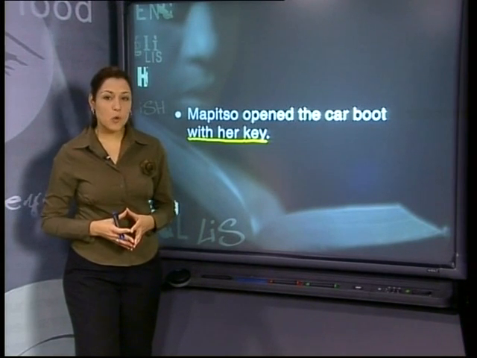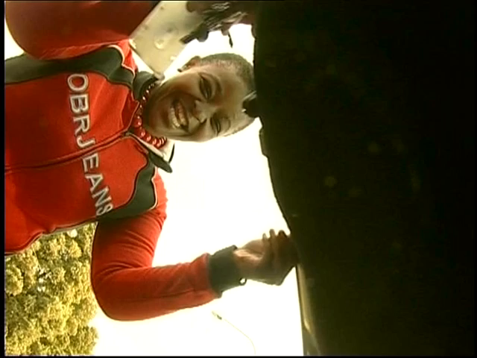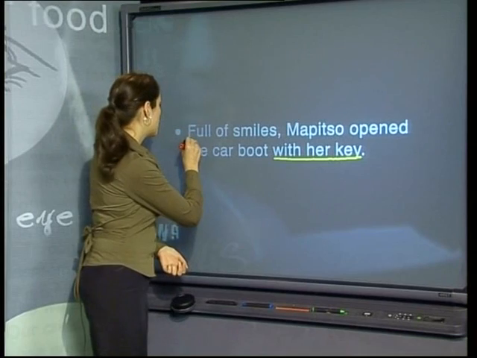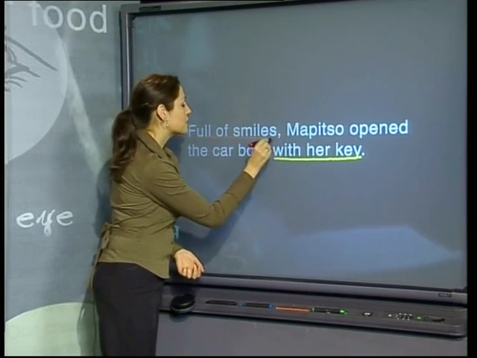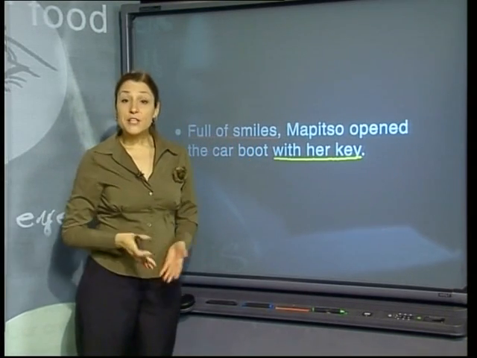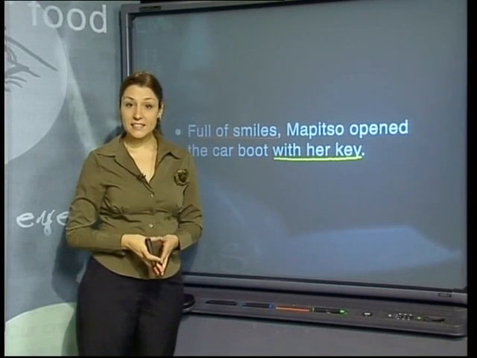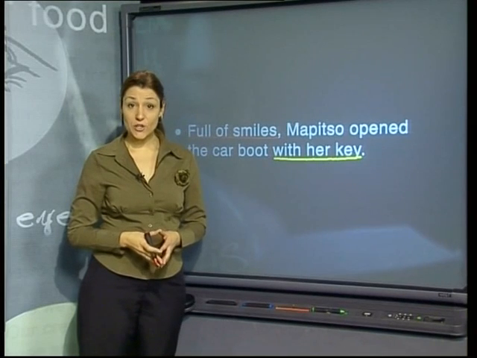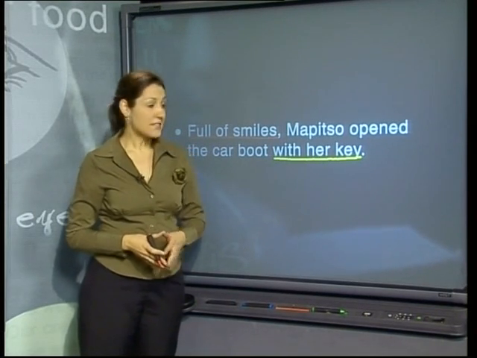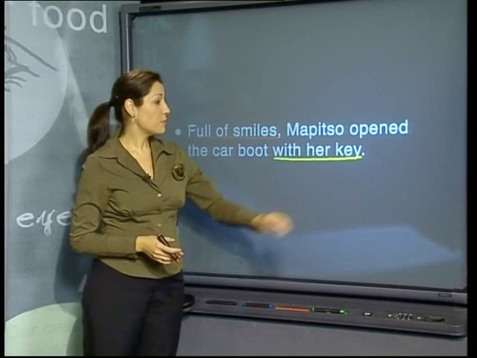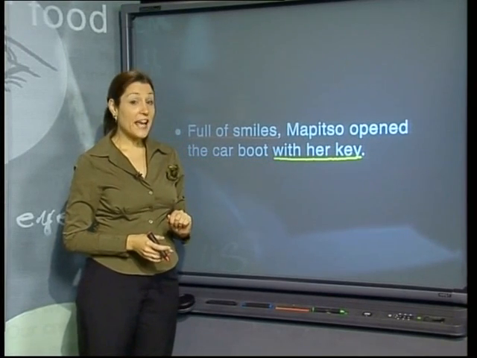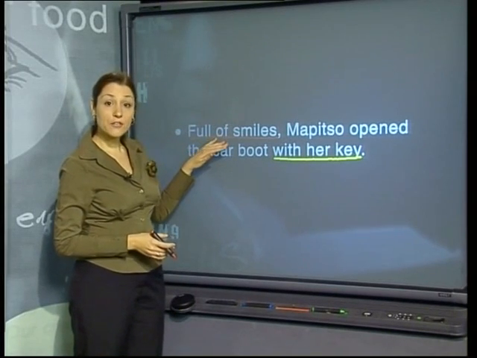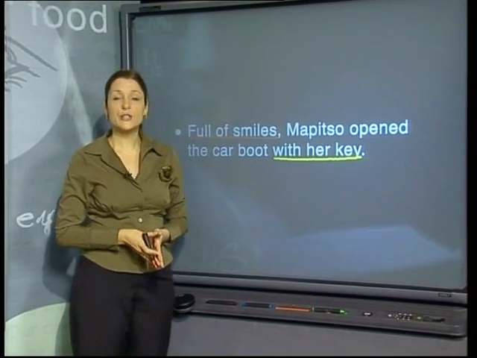Let's add even more detail to this sentence. Full of smiles, Mapitso opened the car boot with her key. Full of smiles. Now we know how she felt and how she acted, but the sentence still only has one finite verb and one clause. It has one subject, Mapitso, and one verb, opened. It has one adverbial phrase telling us how she acted and one adjectival phrase telling us how she looked.